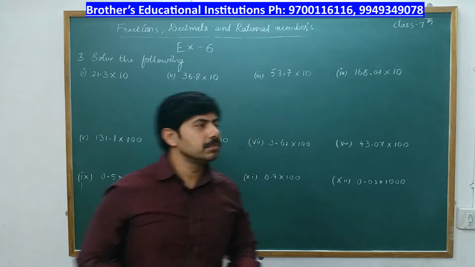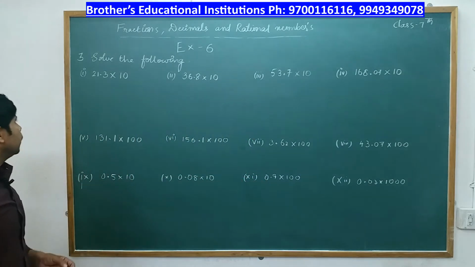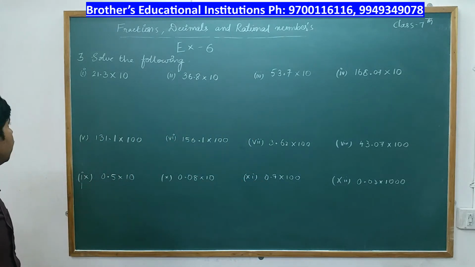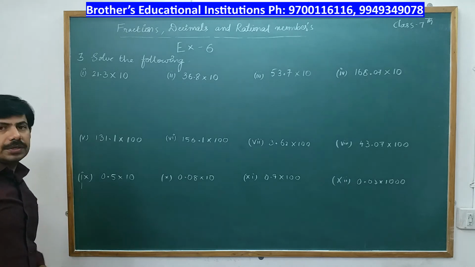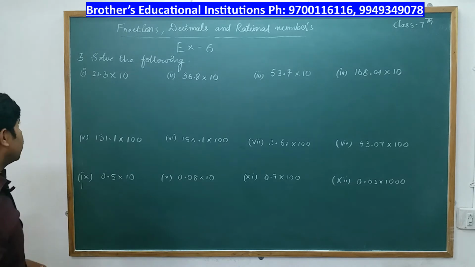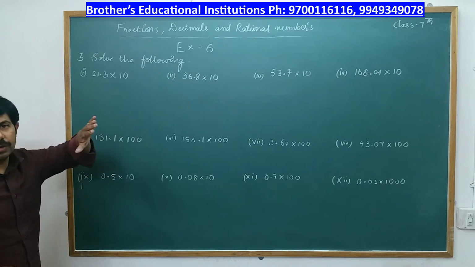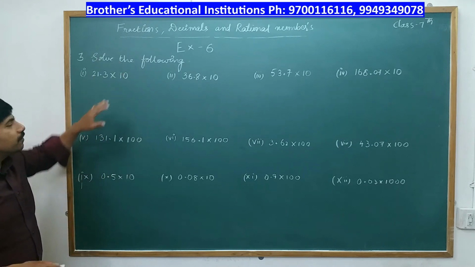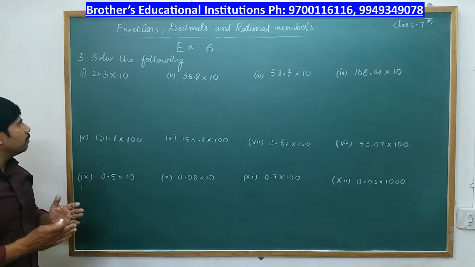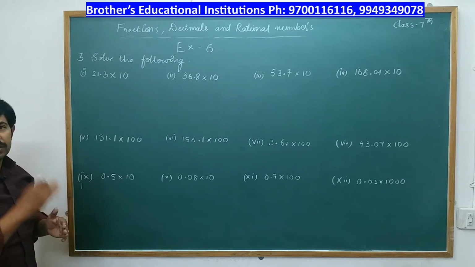So next problem, solve the following. See, first one is 21.3 into 10. Now we have to multiply with 10. So remember, whenever we are multiplying with 10, 100, 1000, we need to shift the decimal towards right. Whenever we multiply with these numbers, we have to shift the decimal towards right.